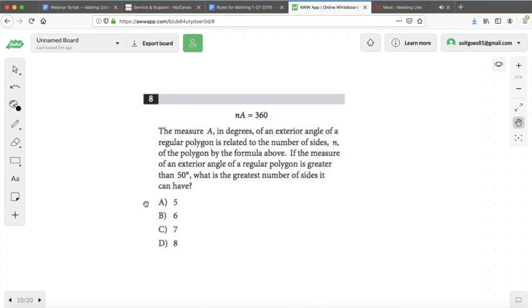The greatest number of sides is either 5, 6, 7, or 8, right? Mm-hmm. And as long as the exterior angle for those numbers of sides is bigger than 50, it's a possibility. And we'll just take the biggest one. Does that make some sense, Juliana? Mm-hmm. Okay, so let's do it. Let's test answer choice A. So plug in a 5 for n. Remember, n is the number of sides. We'll find out what A is and see if it's bigger than 50.